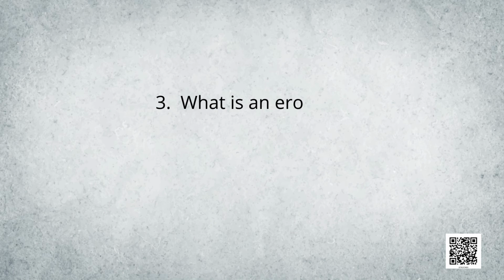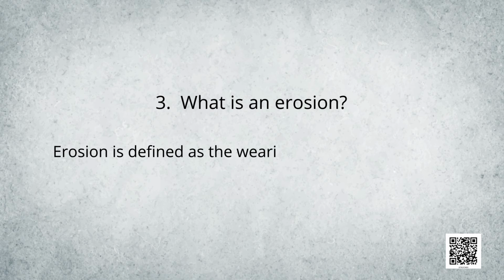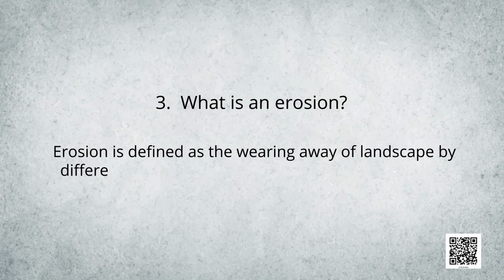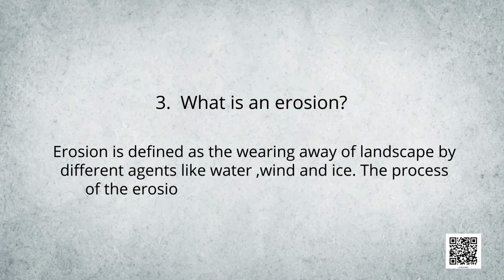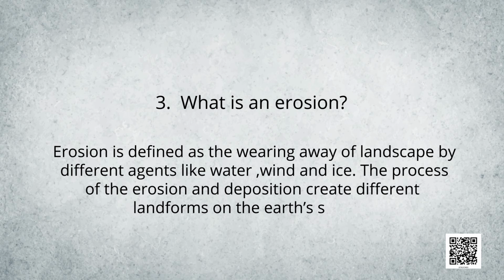Correct. So, what is erosion? Now tell me, what is erosion? Exactly, erosion is defined as the wearing away of landscape by different agents like water, wind, and ice. The process of erosion and deposition create different landforms on the earth's surface.